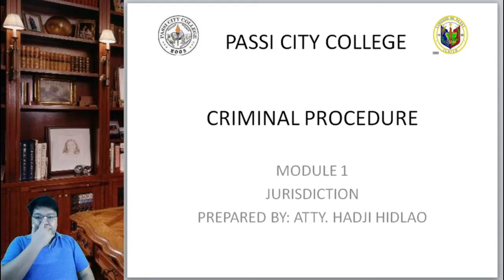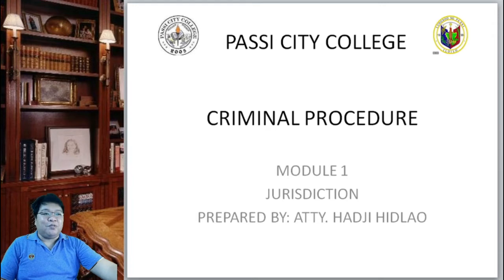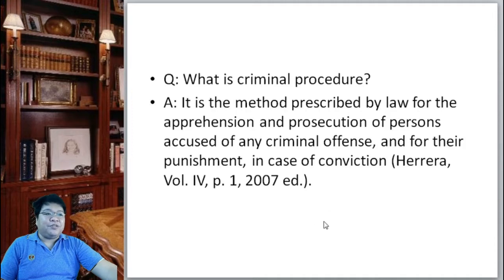Okay, so sa mga estudyante ko sa Pasig City College, this is your Module 1. We will discuss this, and I hope you understand the essence of criminal procedure. So, by the term, what is criminal procedure? It is the method prescribed by law for the apprehension and prosecution of persons accused of any criminal offense.